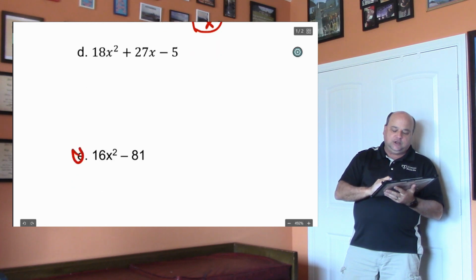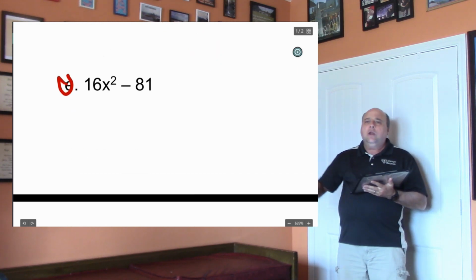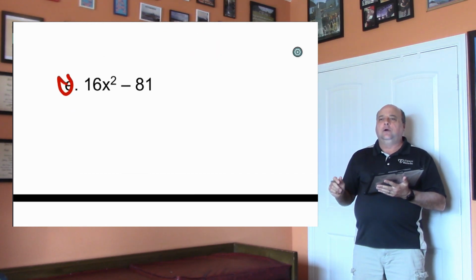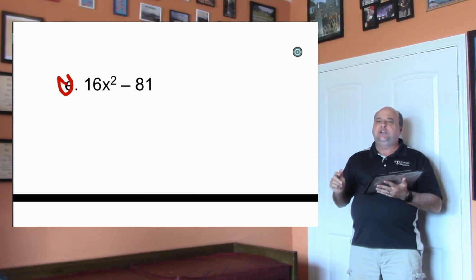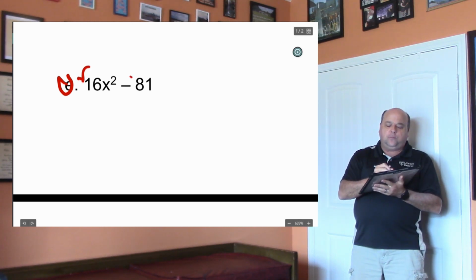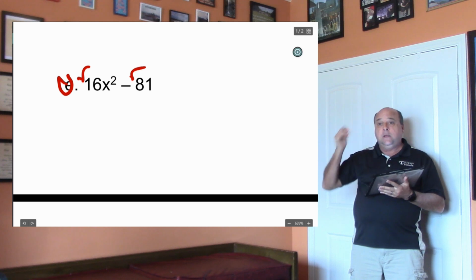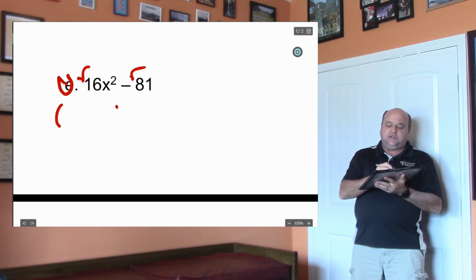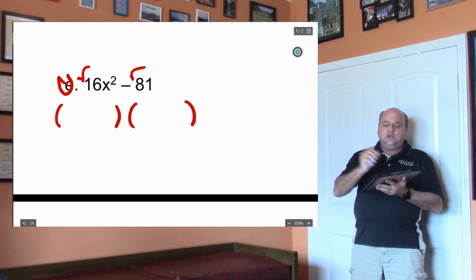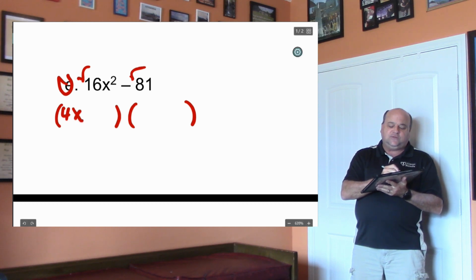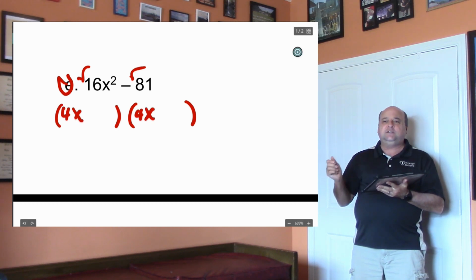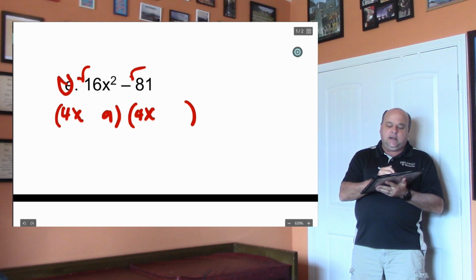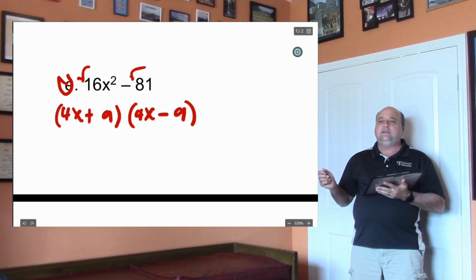And then let's do letter D. Letter D, there's no bx term, okay? That middle term's gone. And notice these are both perfect square roots, aren't they? If they're both perfect square roots, it's going to be a difference of squares. So the square root of 16x squared is 4x. So I'm going to put 4x and 4x. The square root of 81 is 9. And then one side's positive and one side's negative.